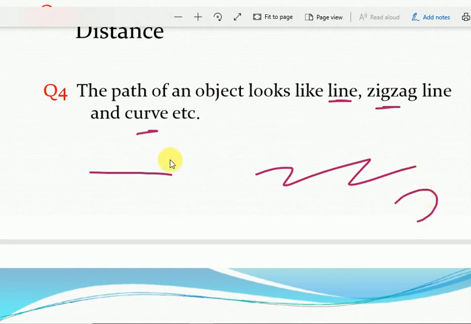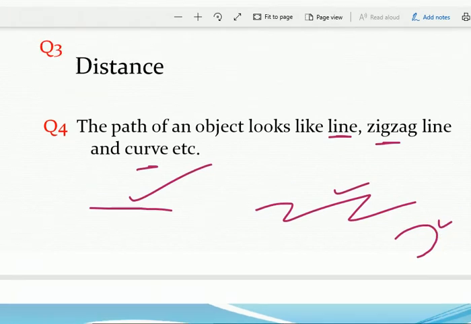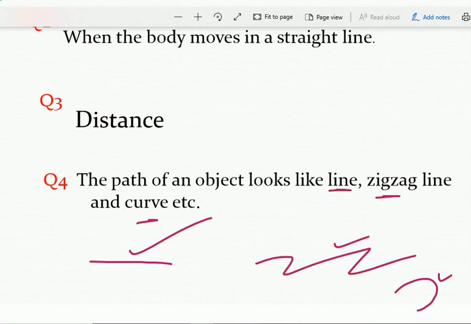Okay. So here you are talking about uniform motion. As I explained, uniform motion is the motion where the body covers equal distance in equal intervals of time. Now the equal distance may be a straight line, may be a zigzag line, may be a curved path having the same time. So it can be a straight line, zigzag line, or a curved path.